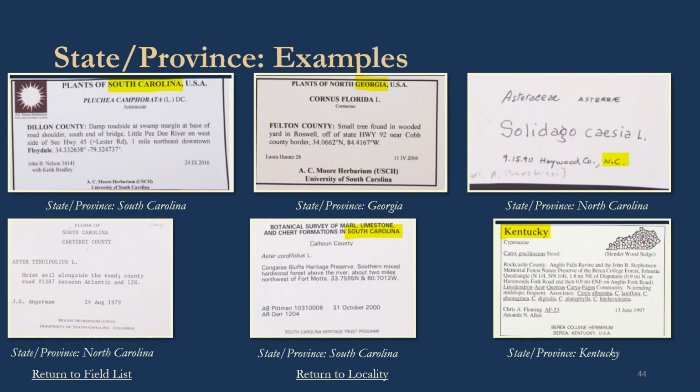The state is usually found near the top of the label. It can be found as part of the project name, such as Plants of South Carolina or Flora of North Carolina, or even Botanical Survey of Maura limestone outcrop formations in South Carolina. Sometimes it is on there abbreviated, and sometimes it is simply written on there. If you cannot find the state, please ask for assistance.